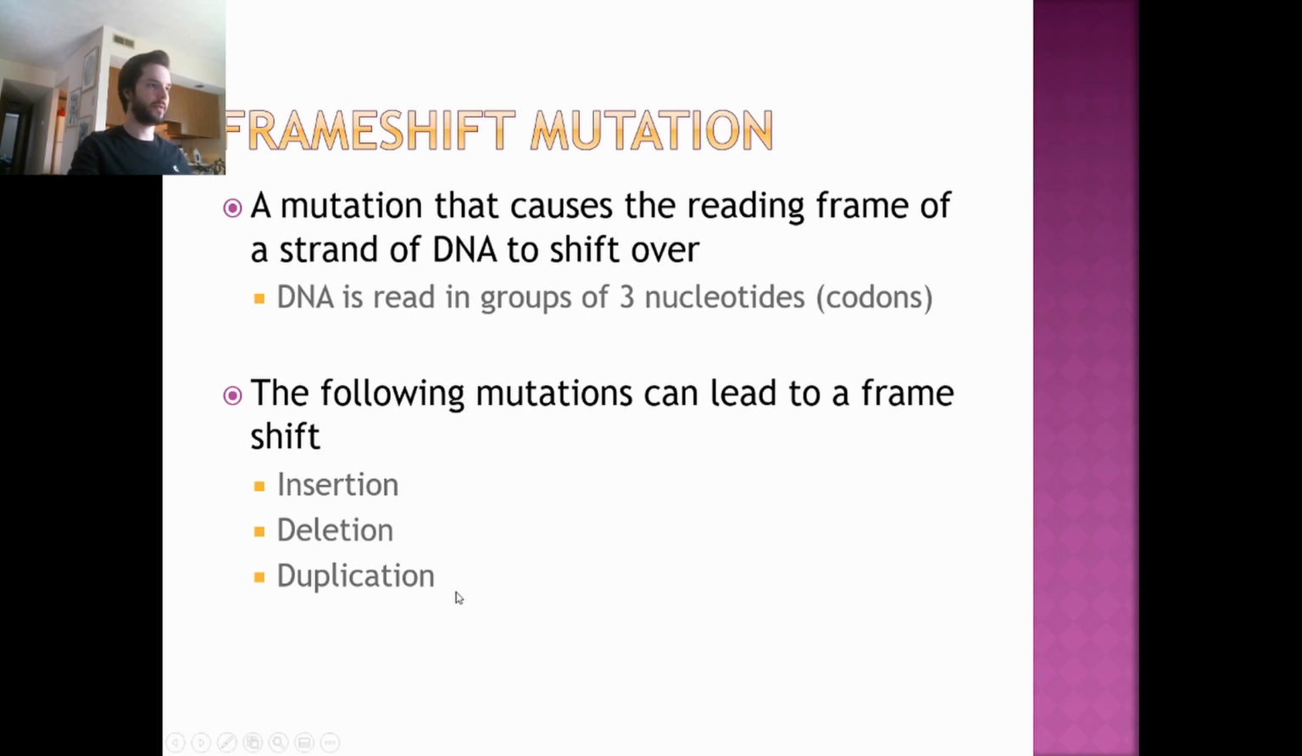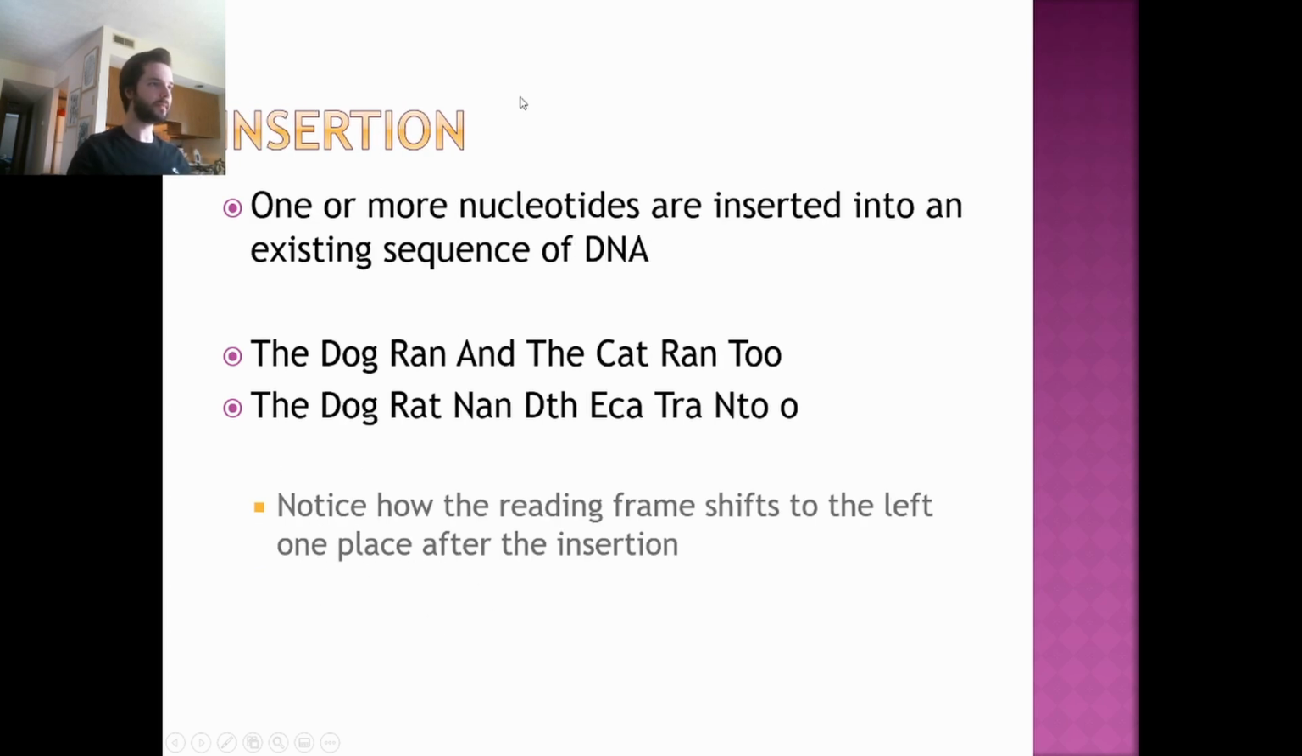3 ways you can get a frame shift mutation: insert a base pair, delete a base pair, or duplicate a base pair. First one's insertion. You're adding a letter into the sentence somewhere randomly. So here's my example. The dog ran and the cat ran too. My mutation, I added a T right here in the sentence. So between the A and the N of ran, I added a T.